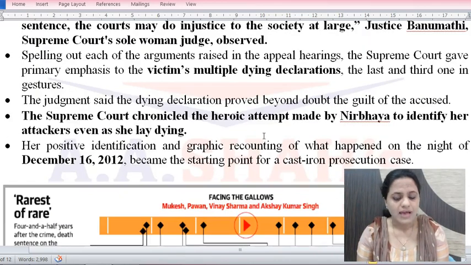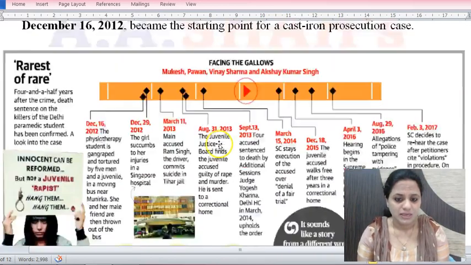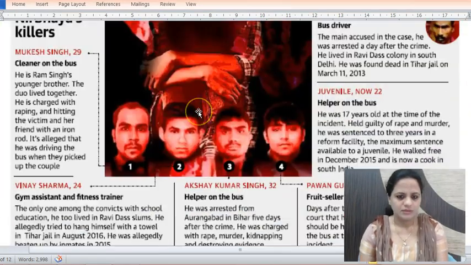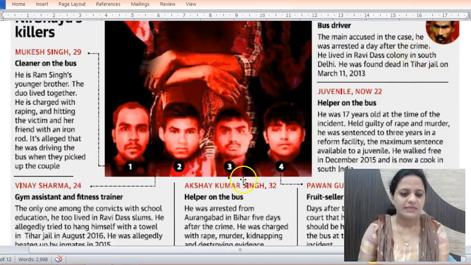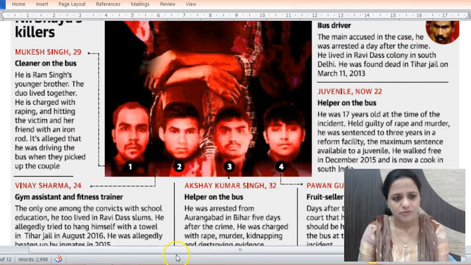The Supreme Court has also chronicled the heroic attempt made by Nirbhaya to identify her attackers even as she lay there dying. So these are the killers here. They were bus drivers, attendants, cleaners. One of them was a fruit seller.